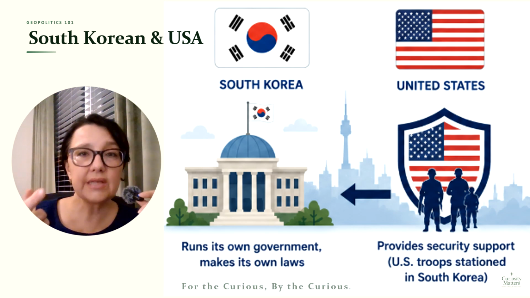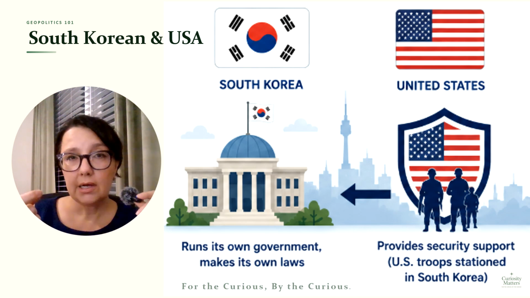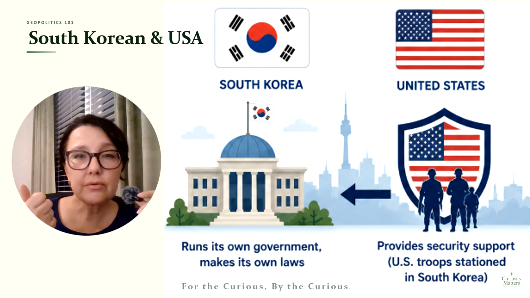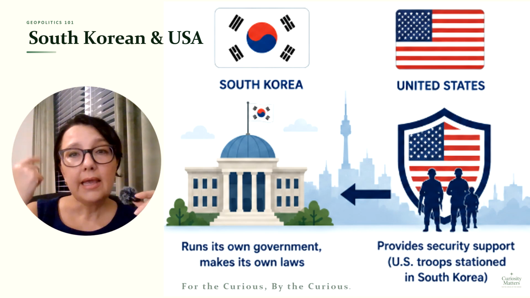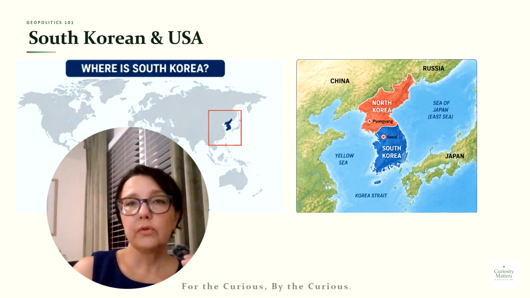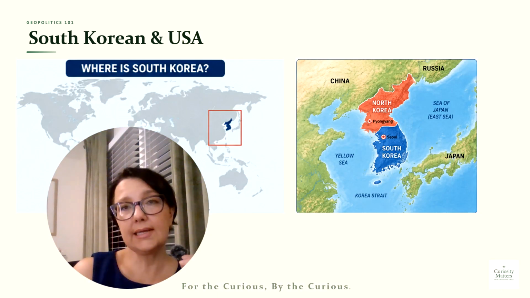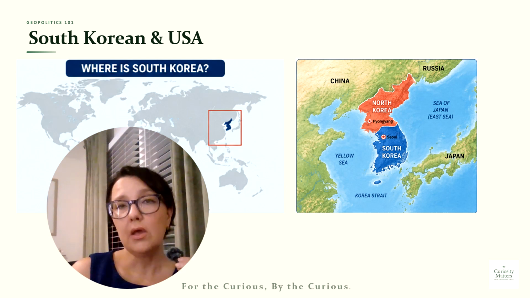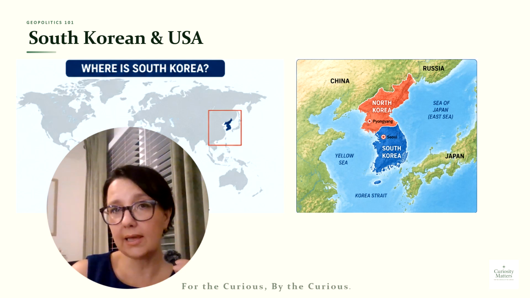For example, South Korea. It's a sovereign country. It makes its own laws, it elects its own leaders, but because it faces a threat from North Korea, it has to form a military alliance with the United States. So in return, the United States gets military bases in South Korea and strategic presence in East Asia. So both countries benefit in this case.